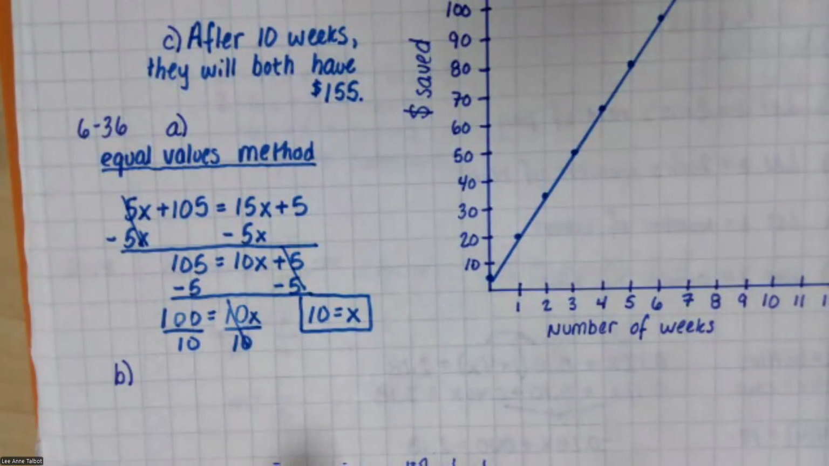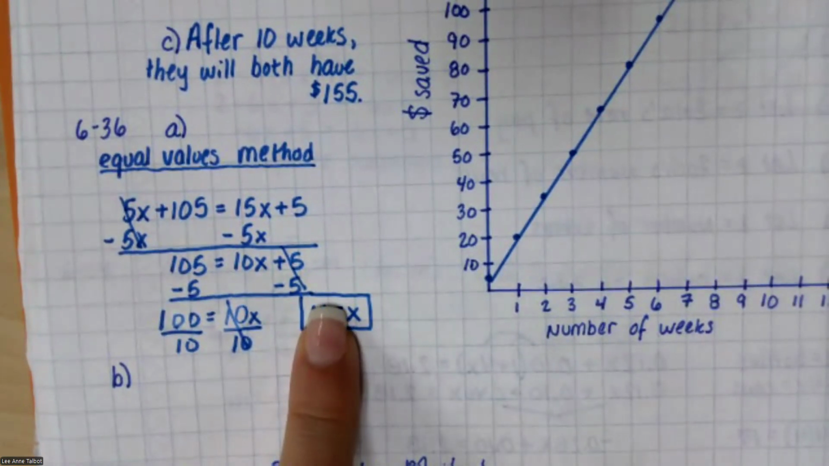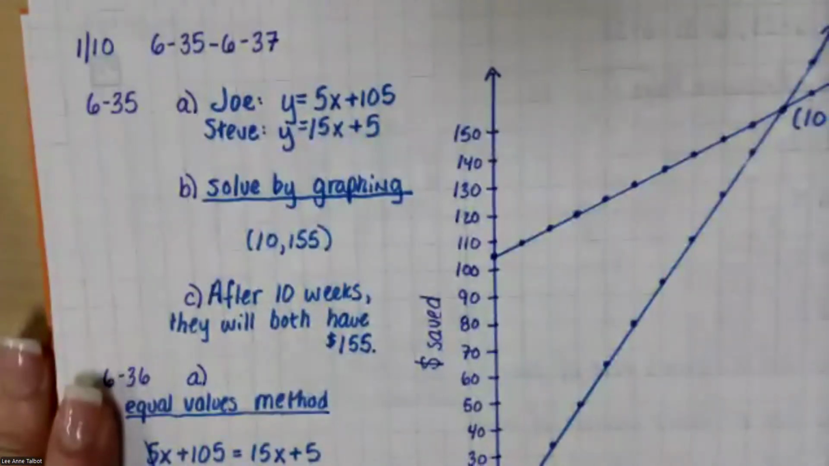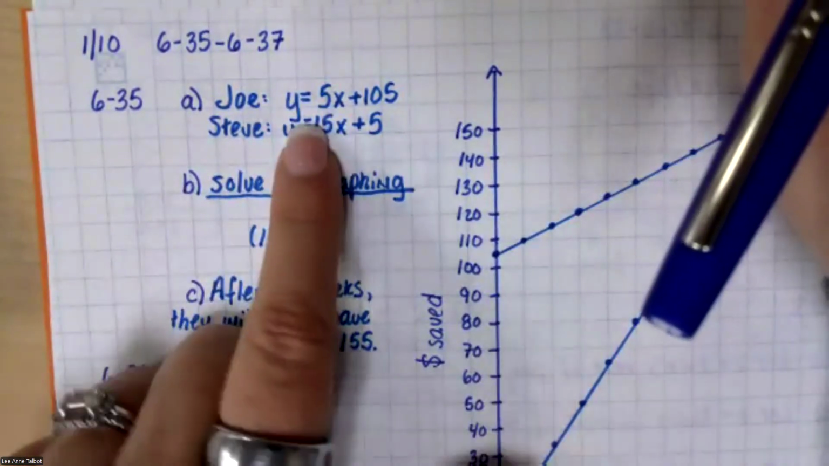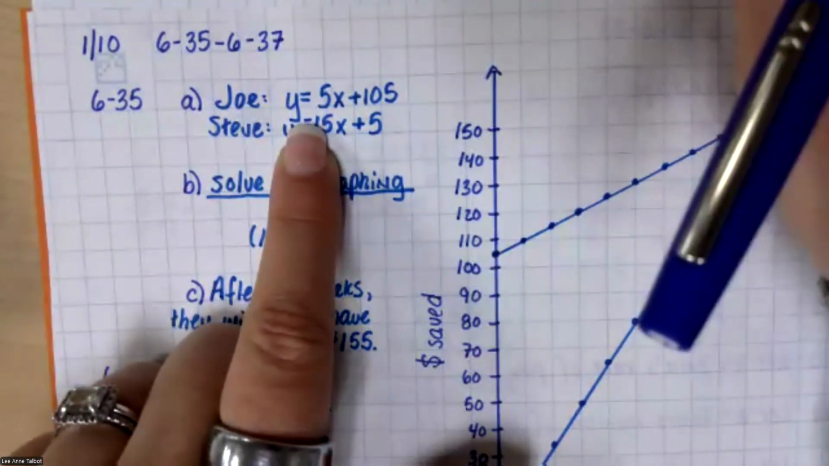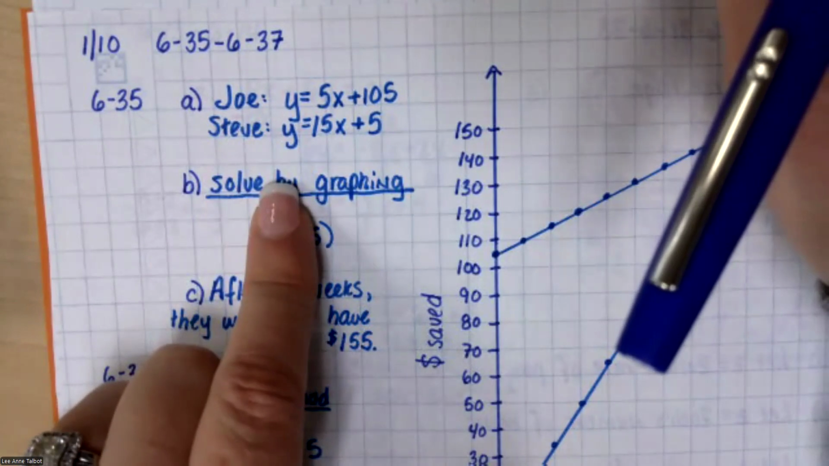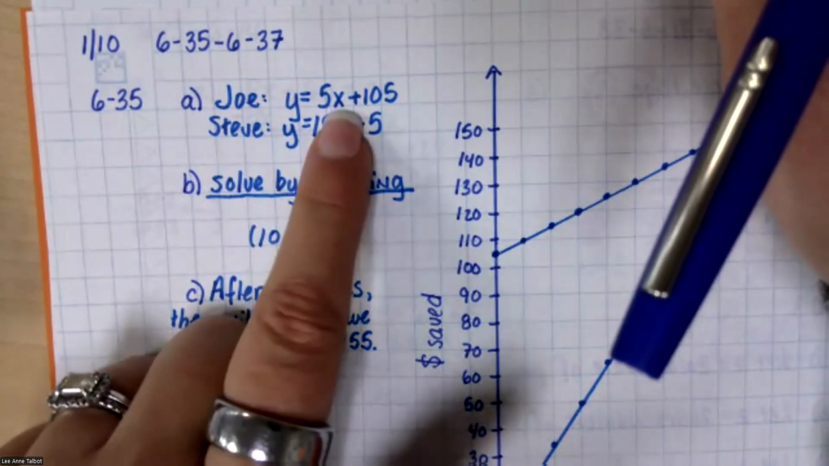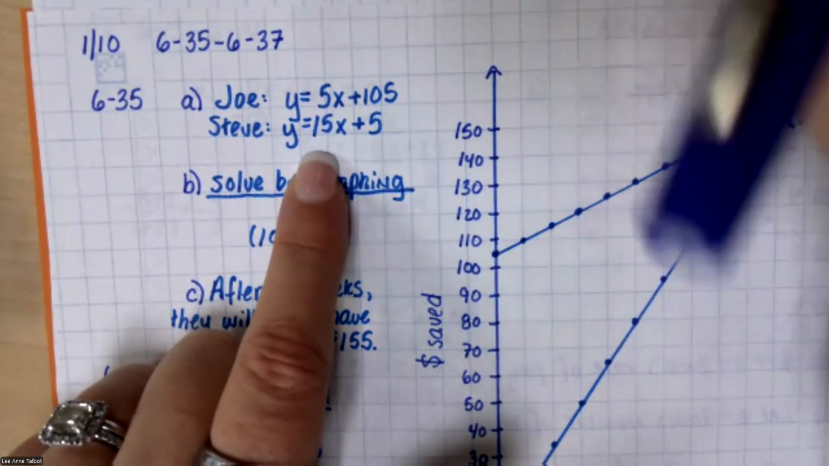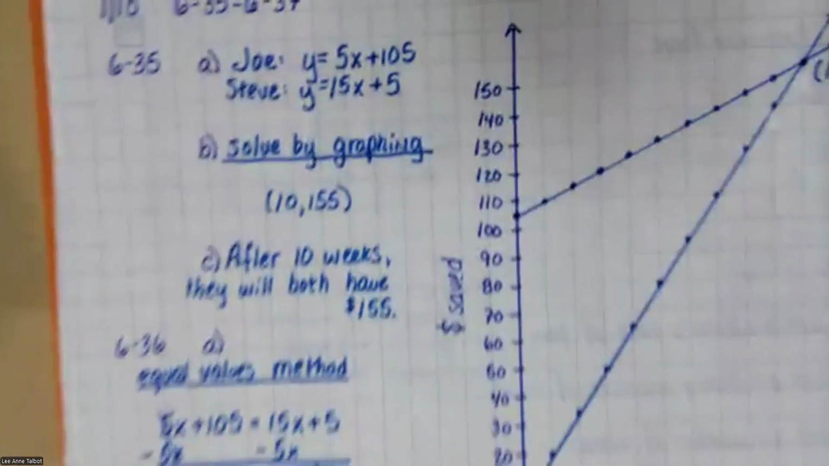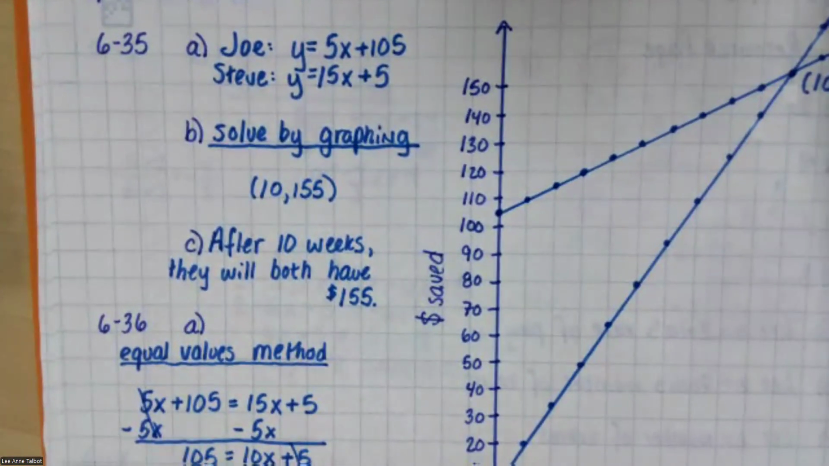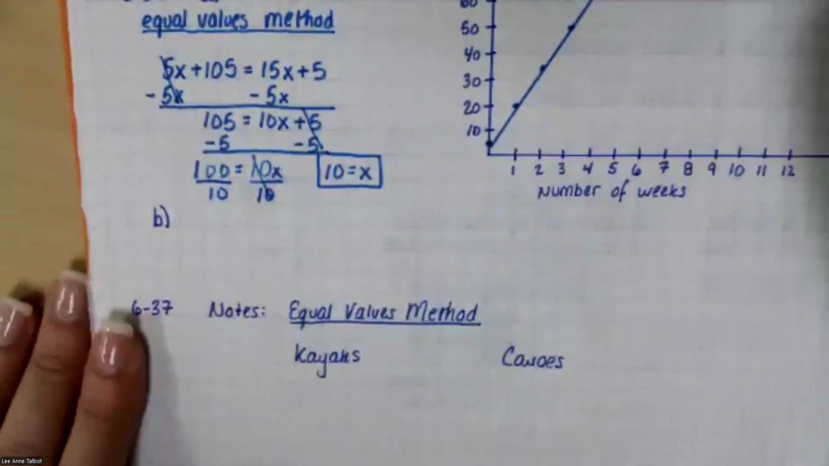Solve for Y. Okay, so what we need to do is take our 10 and plug it in. You can plug it into either one of these two. You're going to get the same answer either way. I picked the one that has the easier numbers. Which one do you like better, the first one or the second one? Pick which one you like. I like the second one. So Y equals 15x plus 5.